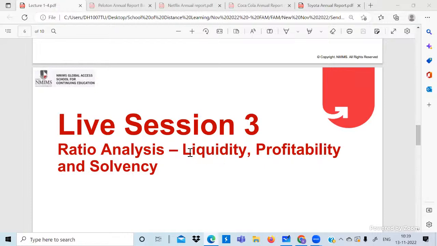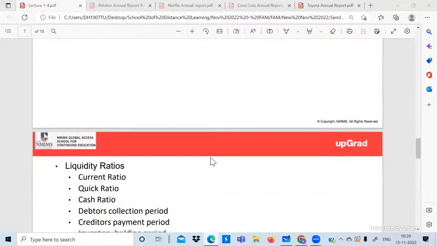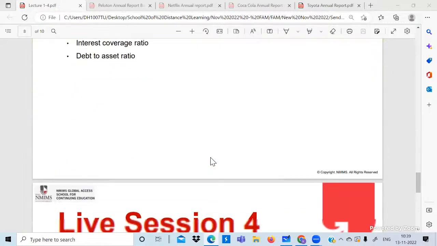Again, let's not get into it. What is liquidity? What is profitability? What is solvency? We'll cover that in the third session. So we look at all these ratios in the third session.